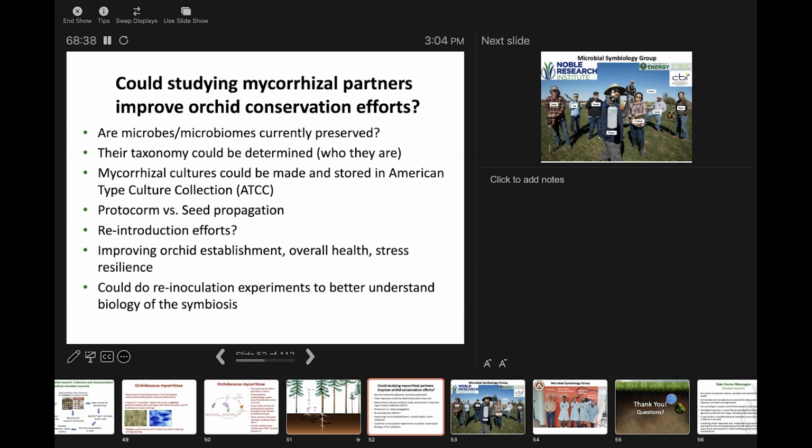When I go out, say in a wheat field, if I see a plant that's growing this much taller than the rest, I'm sampling that plant because it's possible that it's picked up a microbe that can improve its growth, okay? So these aren't currently preserved, but they could be. We could determine their taxonomy, and then we could store them in a culture collection, a national, actually international, culture collection called the American Type Culture Collection. And they store cultures just for this reason.